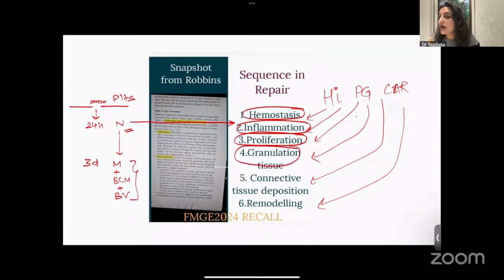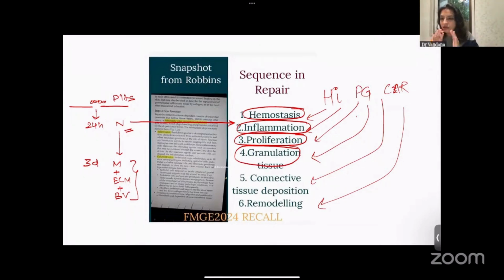Remember, HIPG can be a simple code to remember if you can't recall the steps. But if you remember the steps, you will never forget it. First is always platelets, that is hemostasis. The second is always inflammation, that is neutrophils coming in 24 hours. Third is always macrophages and proliferating blood vessels. These together form the granulation tissue. Once the granulation tissue is formed, what is going to happen next?